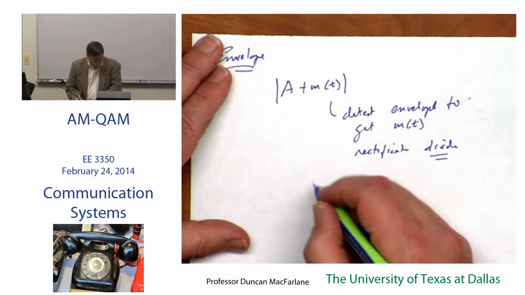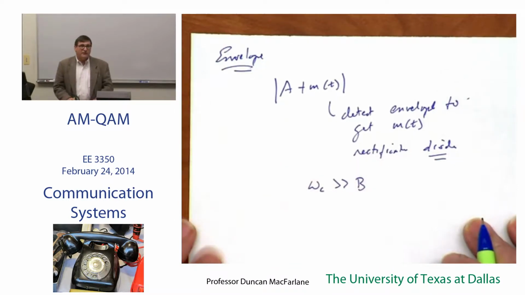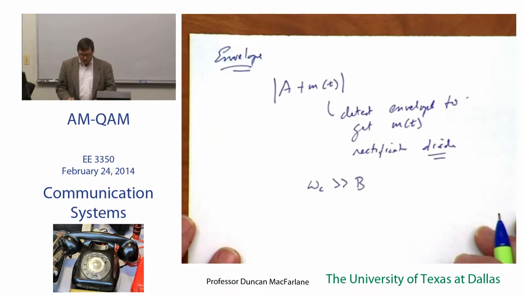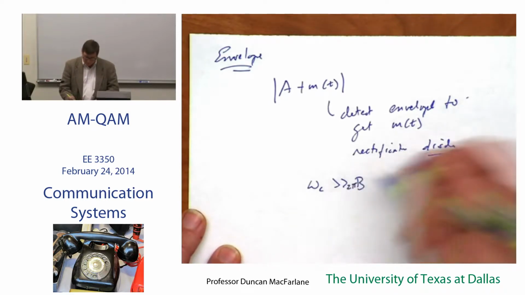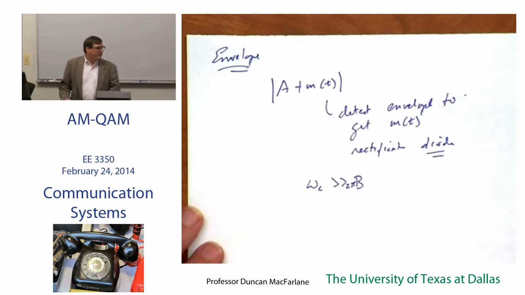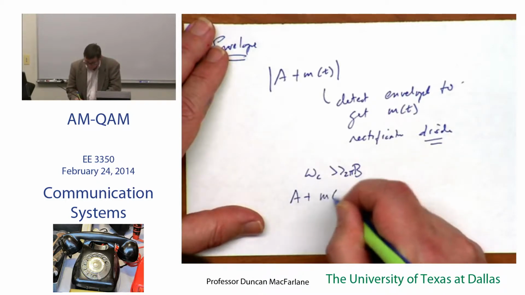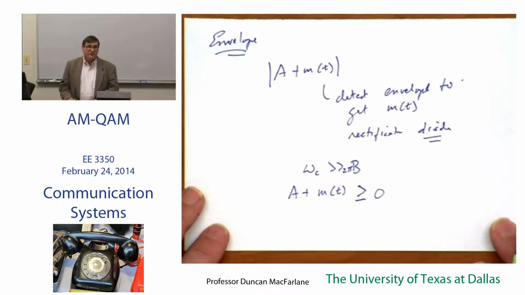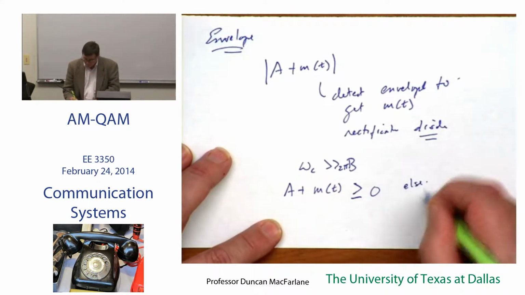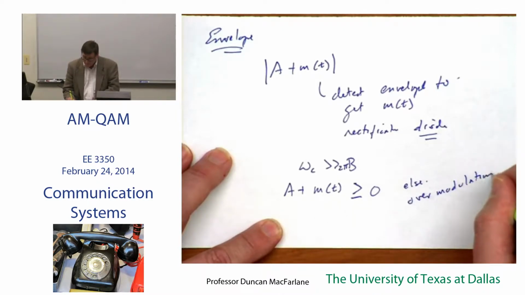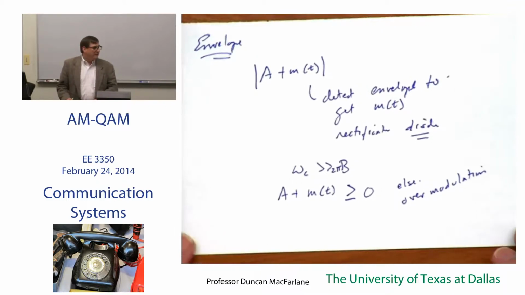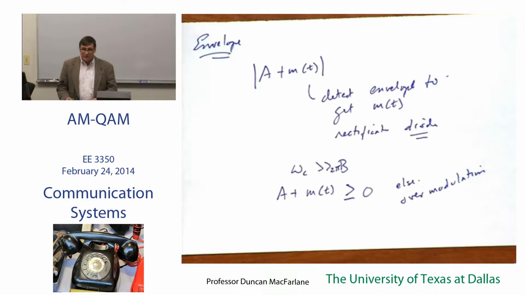Now, a couple of obvious things. For this to be of any use practically, maybe not mathematically, we want the carrier frequency to be much bigger than the highest frequency bandwidth of our signal. And let me get the units right here: if B is in hertz and omega is in radians per second, I'll write a 2 pi in there. And then I also want A plus m(t) to be greater than or equal to 0. Otherwise, I have something called overmodulation, and that's bad. And I'll show you exactly why that's bad in a little bit. Okay?